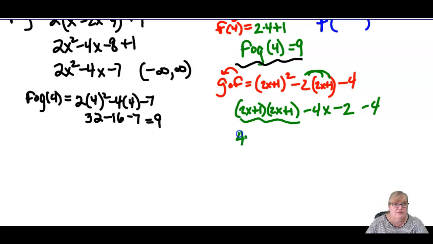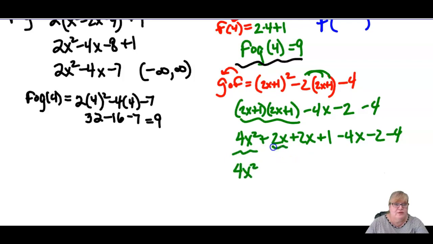Foiling this together gives us a 4x squared. Inside and outside are both plus 2x. And last times last, 1 times 1 is 1. Now if I combine my like terms in standard form, I have a 4x squared. But look what happens in here. Those cancel out. So I have a 1 minus 2 is negative 1, minus 4 is minus 5.